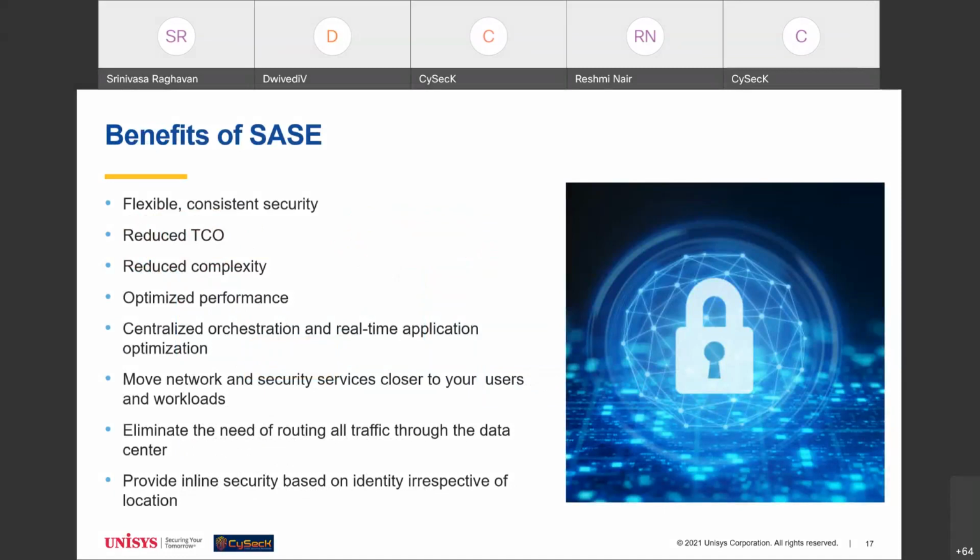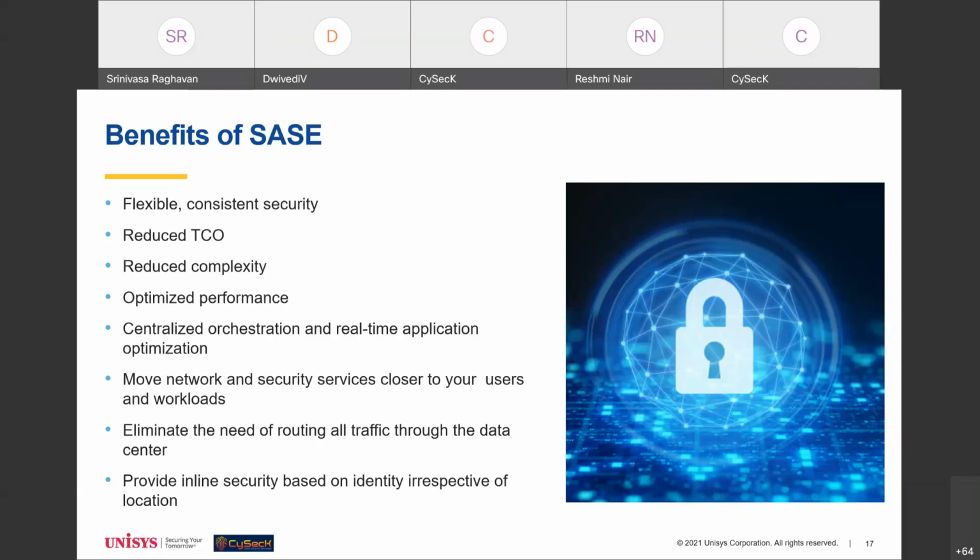Benefits of SASE. So you bring in flexibility and consistent security. Since it's offered by a cloud service, you're going to have all the security elements built into that, so you will have consistency there. Reduced TCO. You don't have to manage multiple point solutions, etc. So it's going to reduce your TCO and reduce complexity, of course, because you're outsourcing the whole network and security part to a SASE-based cloud service. And optimized performance because of dynamic path selection, bandwidth management, centralized orchestration and real-time application optimization, and it's moving security and network services closer to your users and workloads, and eliminating the need to route all traffic through the data center.